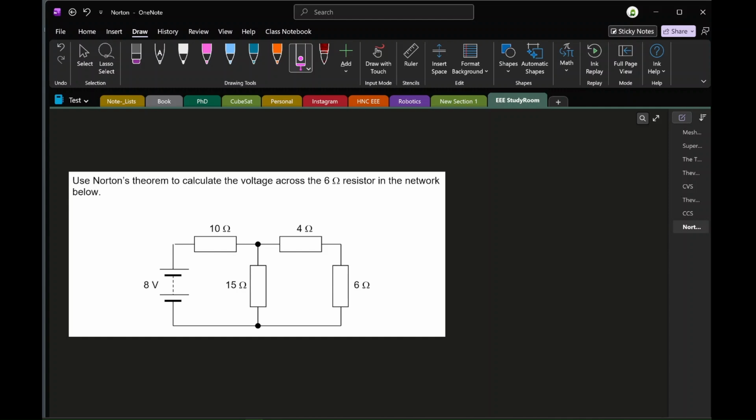The example we're seeing here is to use Norton's theorem to calculate the voltage drop across the 6 ohm resistor. You can see we have a series parallel network: a 10 ohm resistor in series with a parallel network going down through the 15 ohm resistor and this connection between the 4 and the 6. And we have an 8 volt DC supply.